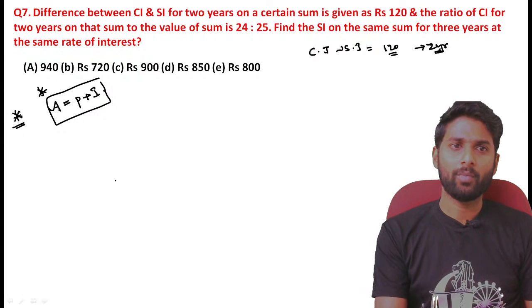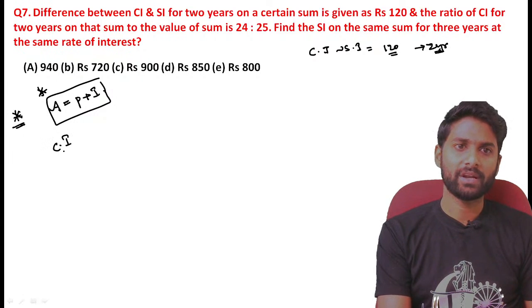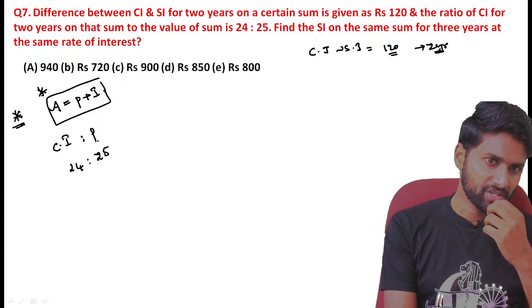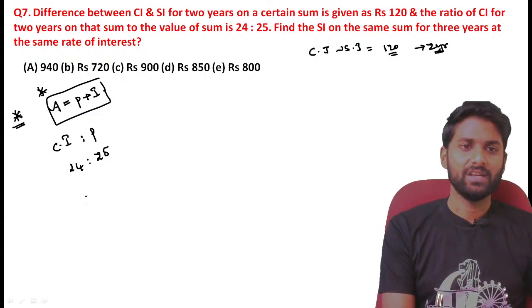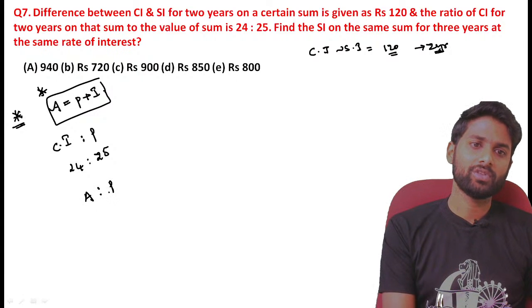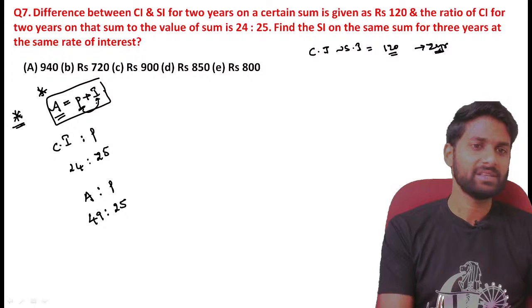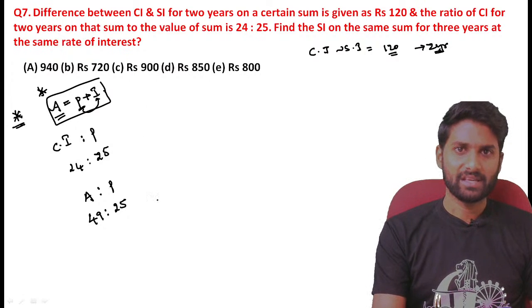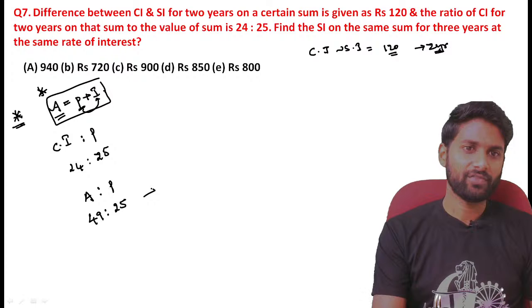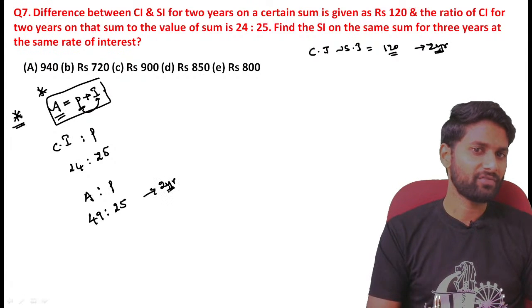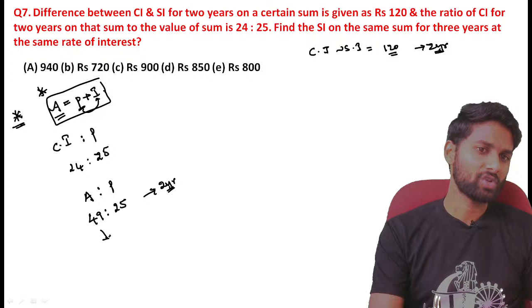And the ratio of compound interest to the principal is exactly 24 is to 25. Now guys, compound interest to the principal is 24 is to 25. Now the amount to the principal is exactly 49 is to 25. Why? Because the amount value can be defined as principal plus interest. Now remember guys, this is the ratio we are getting for 2 years, so under the root, the ratio becomes exactly 7 is to 5.